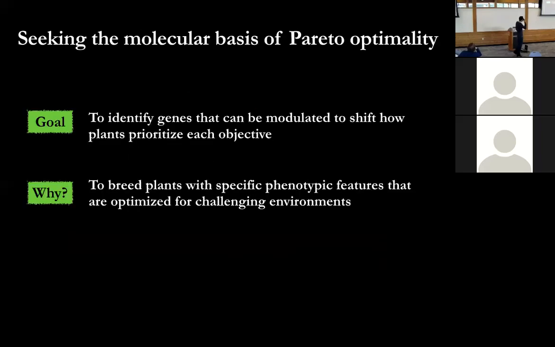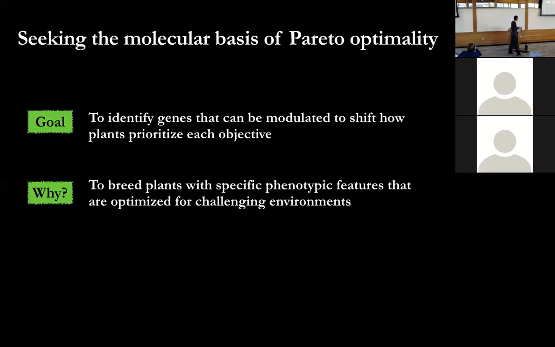Okay, so the molecular basis. The idea here is that we found that there seem to be some systematic things that are shifting where these architectures lie depending on the condition, depending on the species. And so thinking about phenotyping and breeding, if we can control that, if we can breed a specific phenotypic trait in an environment or a species of interest, that might be a useful thing. You can tell me, but that sounds like it might be interesting in terms of breeding. And so what we wanted to do was see if we could identify genes that can be modified to systematically move this architecture along the Pareto front.